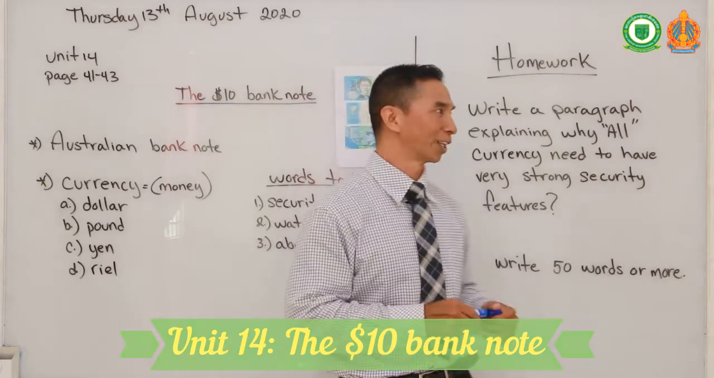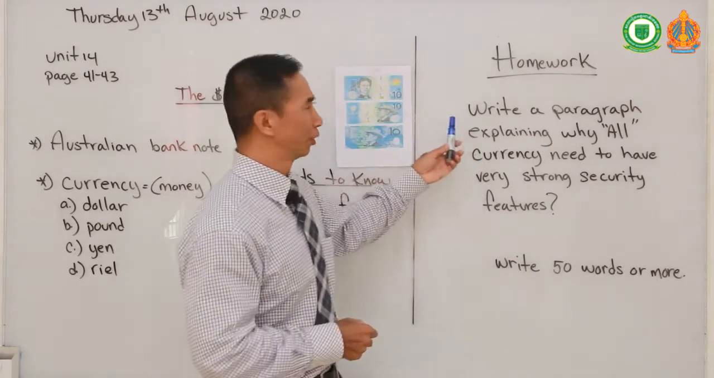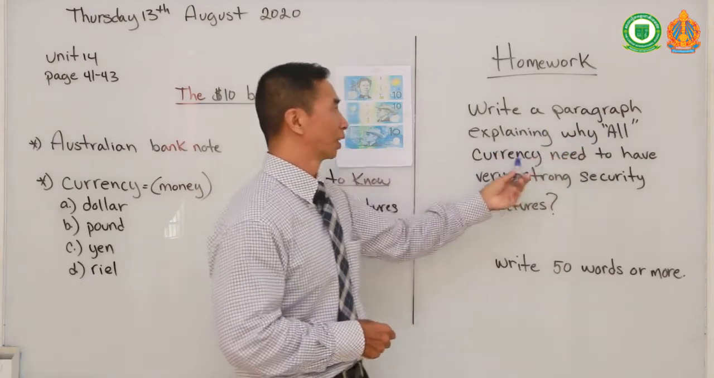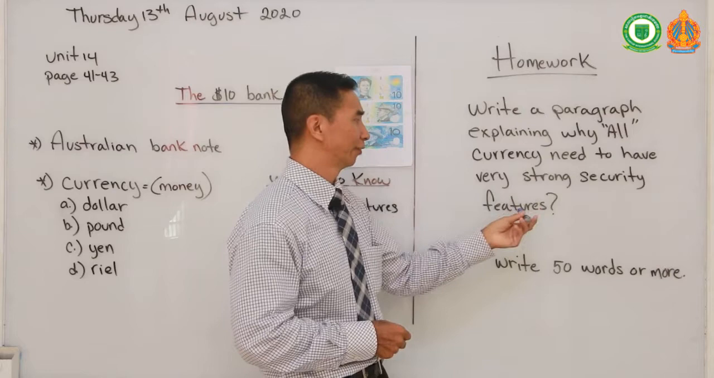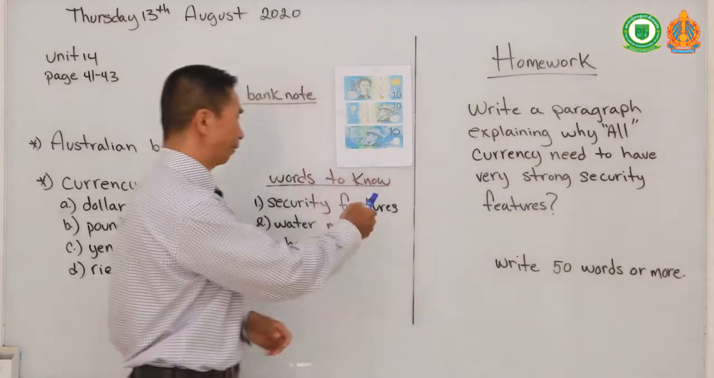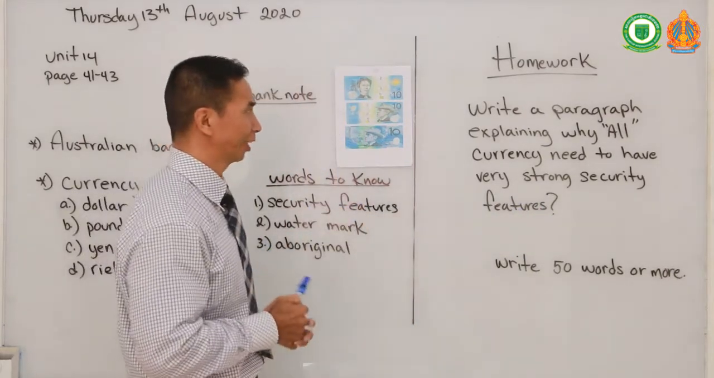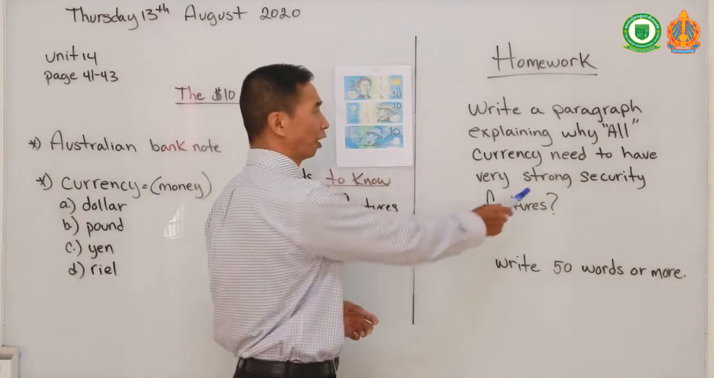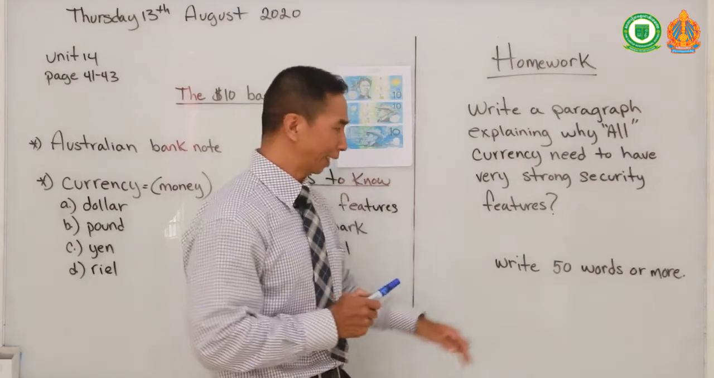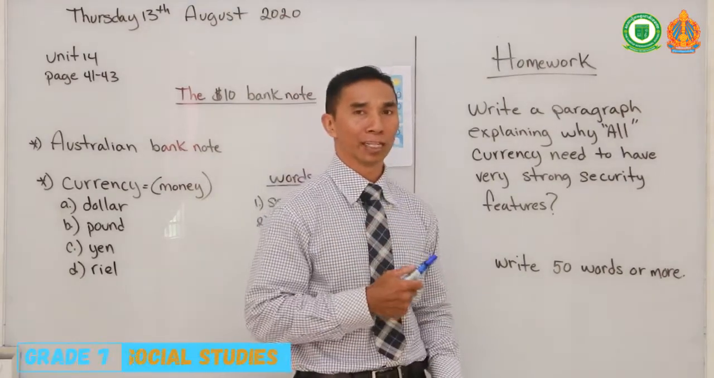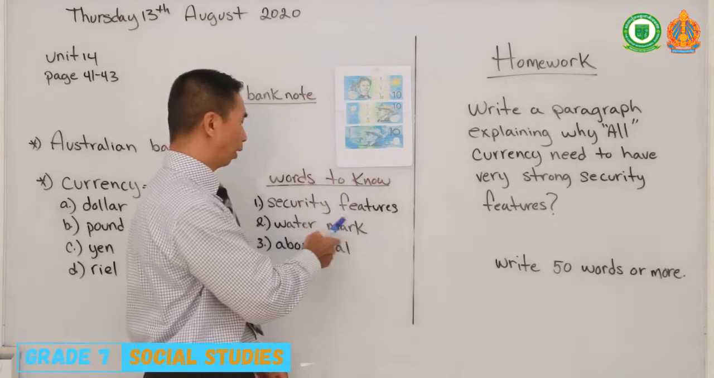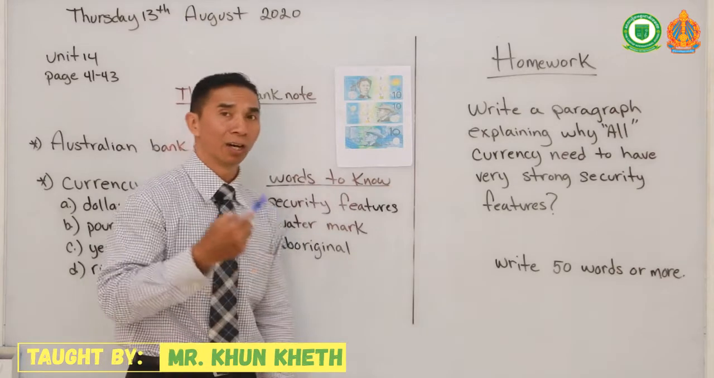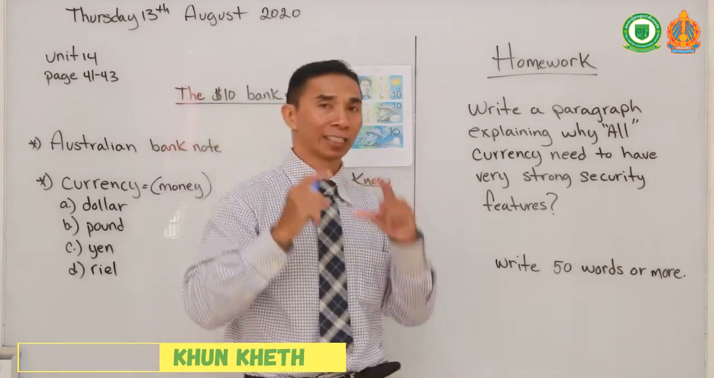Now for your homework. For your homework, I want you to write a paragraph explaining why all currency needs to have very strong security features. So we have discussed through our first video and our second video why all monies need to have very strong security features. I want you to write at least 50 words or more explaining to me why all these features, the watermark, security features, and the little pictures on every money or every currency is important.